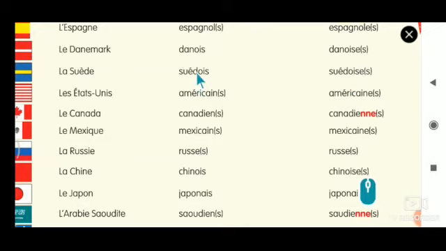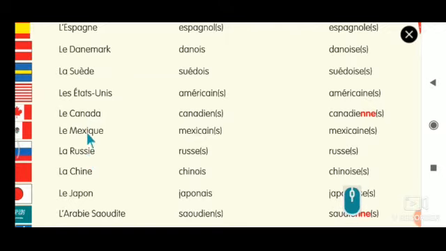This is type 4, just like Français, Française, but here it is OIS. See, Danois, Danoise, Suédois, Suédoise. Les États-Unis, Américain, Américaine. This is what I said when I was explaining on the board. This also ends with N, but here it is IN, so just add an E to it. This is exceptional, so please don't get confused.